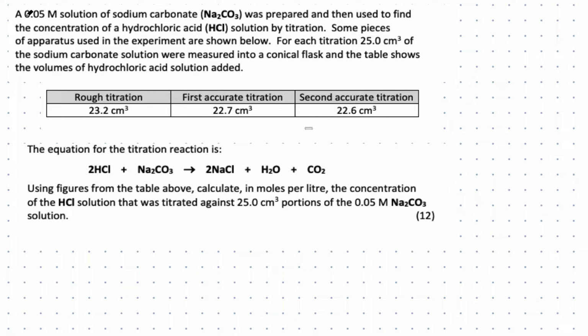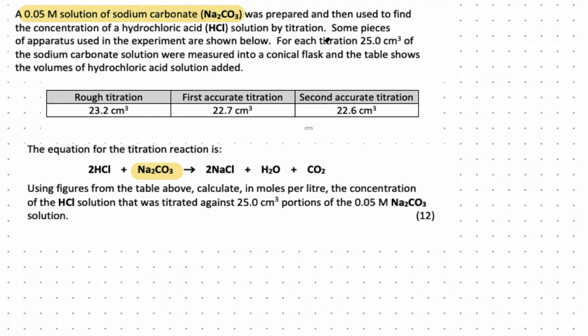information. The first thing we know is that it's a 0.05 molar solution of sodium carbonate, Na2CO3, so that's this chemical compound. It was prepared and then used to find the concentration of hydrochloric acid solution by titration. Some pieces of apparatus using the equipment are shown below, so I've cut that piece out, we don't need it. So we're focusing on the calculation.